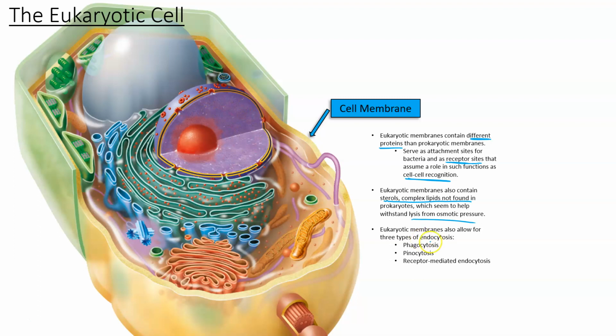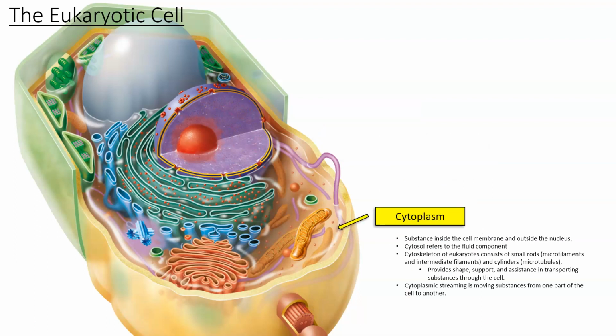Eukaryotic membranes also allow for 3 types of endocytosis, which is one way that materials come into cells. Okay, this is a way that cells bring large materials into the cell by the infolding or invagination of the membrane. Phagocytosis is a way of getting solid materials into the cell. Pinocytosis is a way of getting liquids into the cell, and then receptor-mediated endocytosis is more along the lines of antigen-antibody specific interactions, which we'll get to later on.